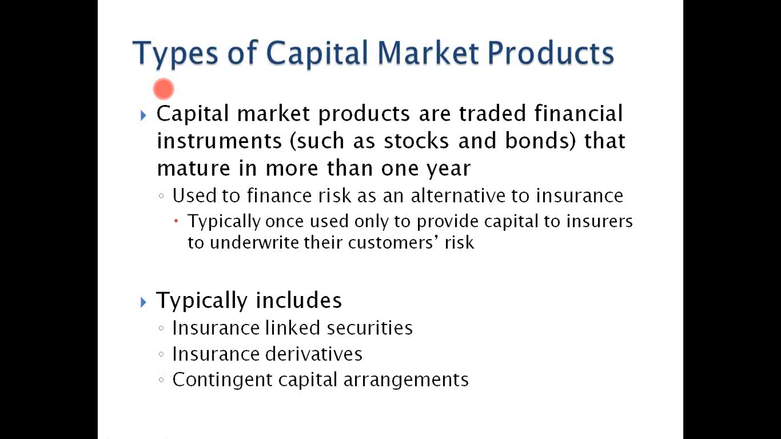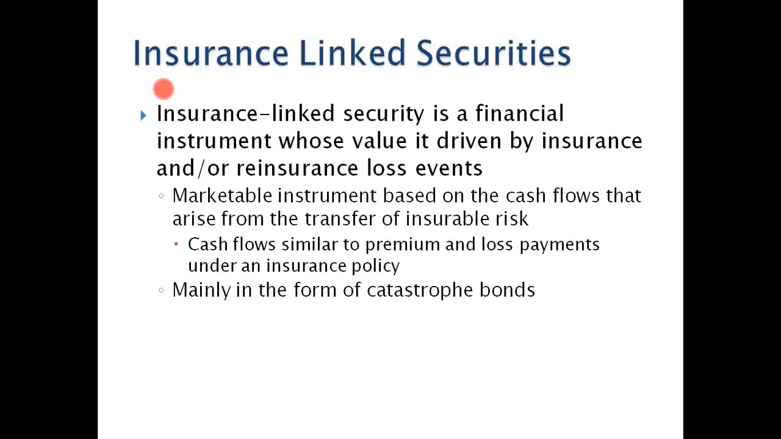So when we talk about capital market products and the things we're going to talk about, the three major categories are insurance-linked securities, the insurance derivatives, and the contingent capital arrangements. Those are the three, and then there are going to be some subcategories under each of those. So when we talk about insurance-linked security, well, what is that? It's a financial instrument whose value is driven by insurance and or reinsurance loss events.